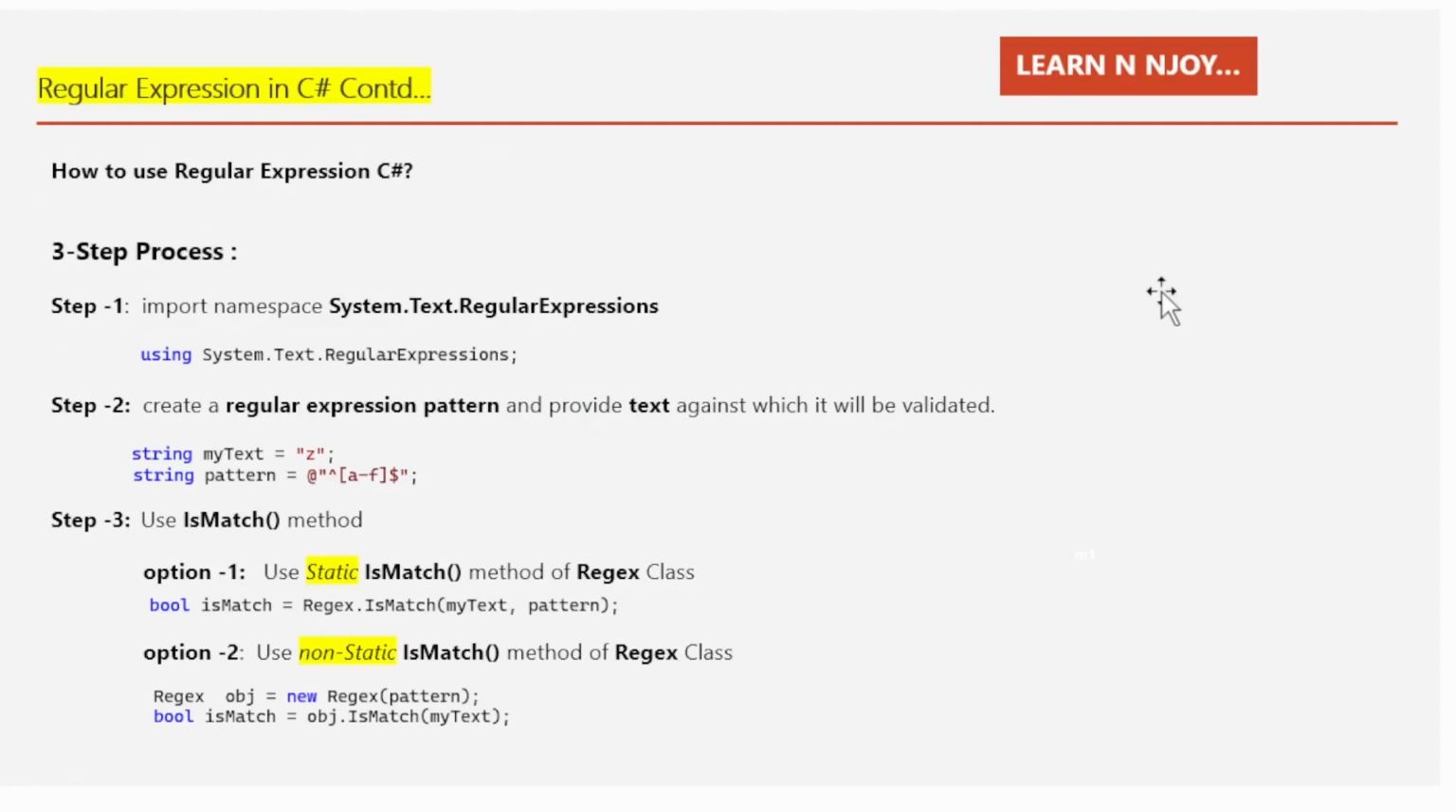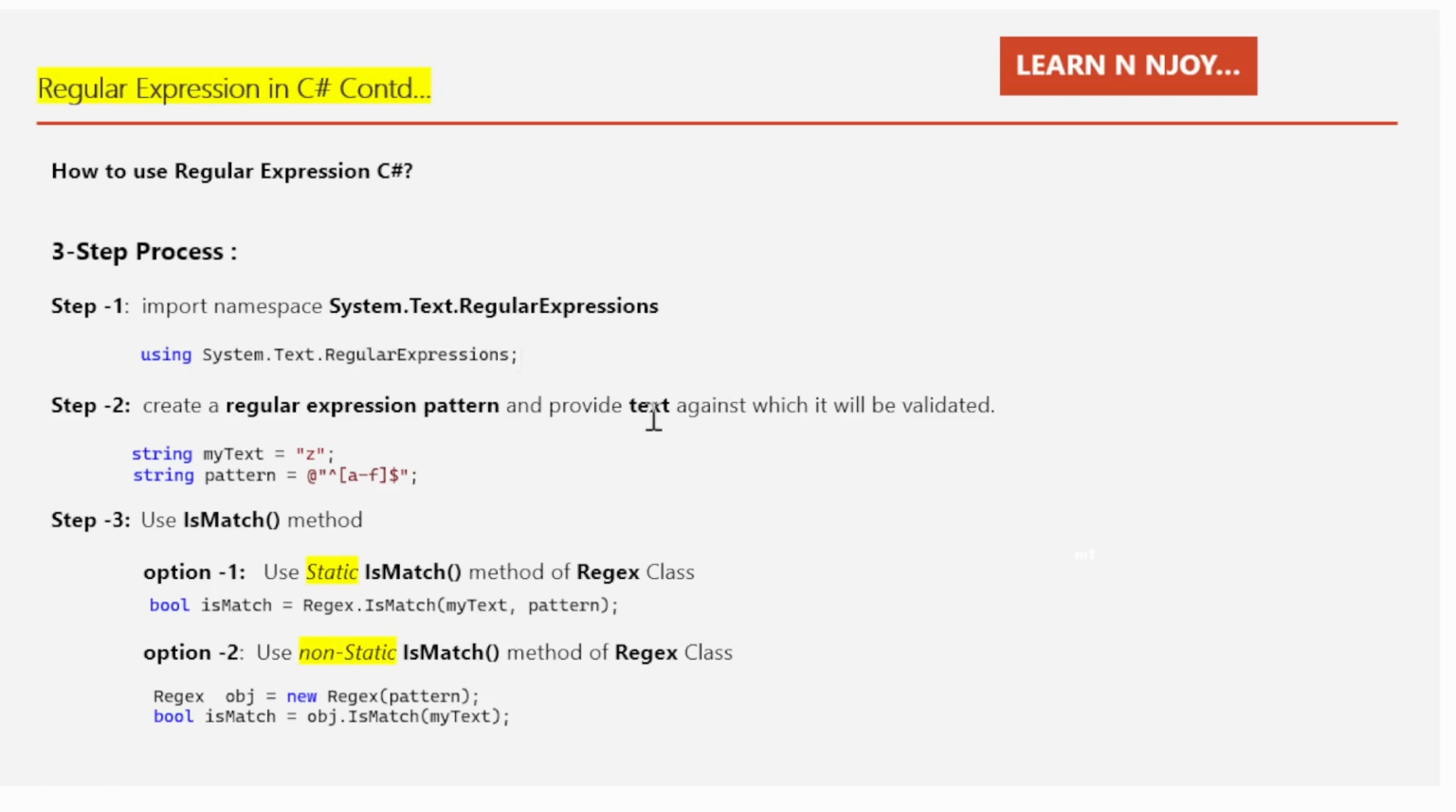Now you must be thinking how to use regular expressions in C sharp. Till now we have talked about how to write a regular expression, but how do we use it in C sharp? We are going to see it here. It is a three-step process. Step number one, first of all, we need to import the namespace System.Text.RegularExpressions. We use the using keyword and then System.Text.RegularExpressions. That's how we import this namespace.